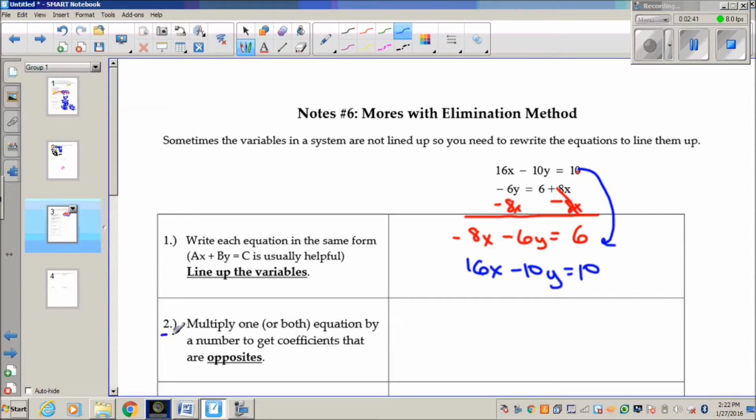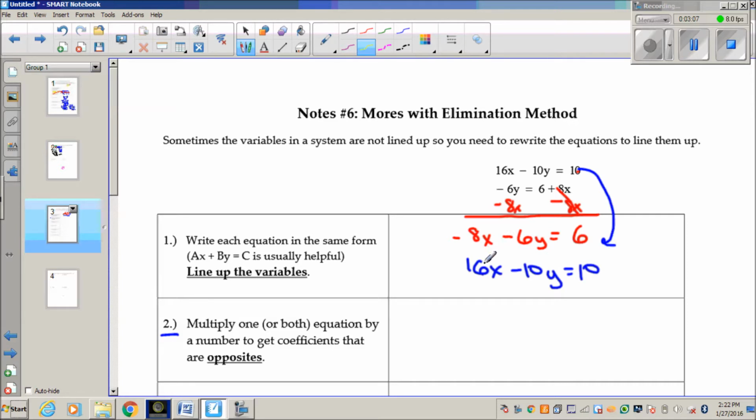Step 2, multiply one or both equations by a number to get the coefficients that are opposites. Well, when I look right now, nothing is opposite. My x coefficients are negative 8 and 16. Those are certainly not opposite. My y coefficients are negative 6 and negative 10. They're not opposite either. So I'm going to multiply one of these equations by something.